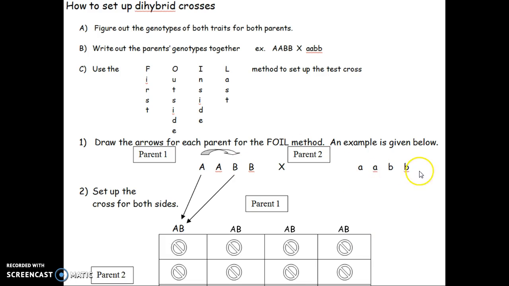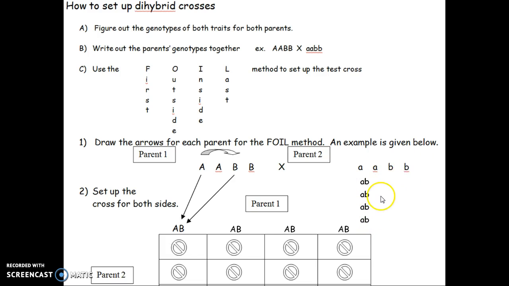You do the same thing for this parent over here. The first A and the first B are both lowercase. The outside A and the outside B are both lowercase. The inside A and the inside B are both lowercase. And the last A and the last B are both lowercase.